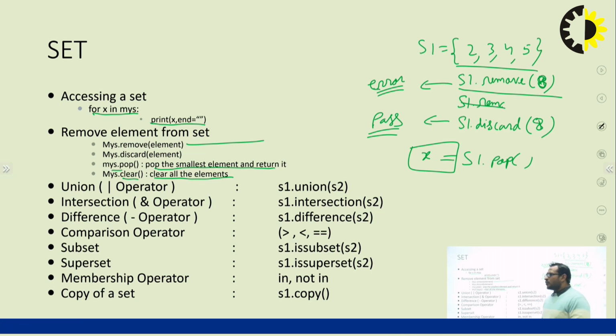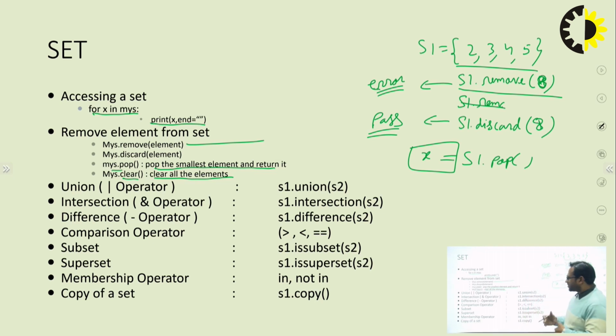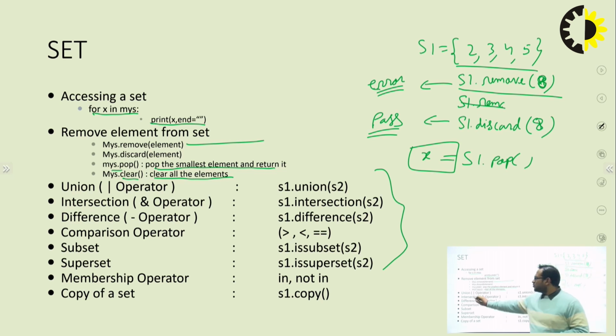Next one is more functions in a set, similar to set theory: union, intersection, difference, comparison, subset, superset. So these are basically set theory functions. Suppose there are 2 sets. If you want to union them, you can do it in 2 ways. Either you can use the union operator, or you can use the function name. Similarly, if you want to do the intersection, either you can use the AND operator, or you can use the intersection function.